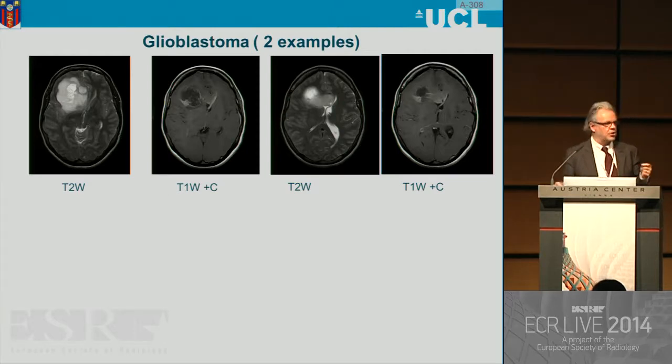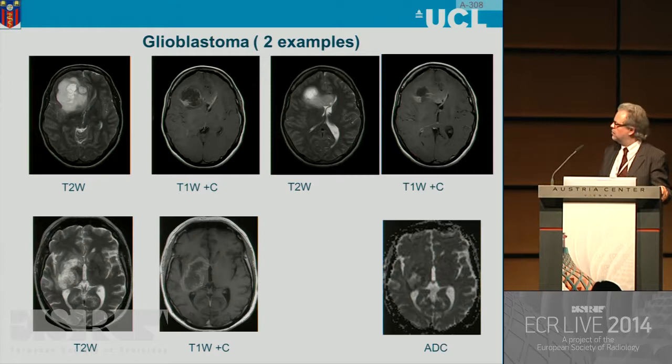glioblastoma, which is unfortunately the most malignant tumor, but at the same time also unfortunately the commonest primary brain tumor, typical features are cysts, irregular structure, enhancement, and this one is spreading and thickening the corpus callosum. There is enhancement going along, and it looks very irregular. And if you look at a second example, you have an enhancing rim with a necrotic center.